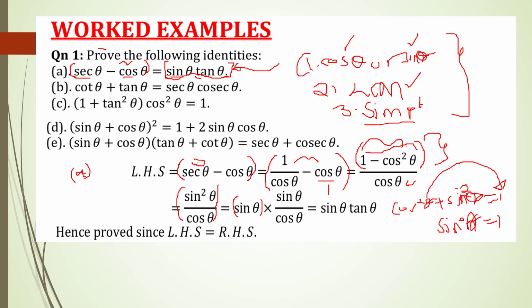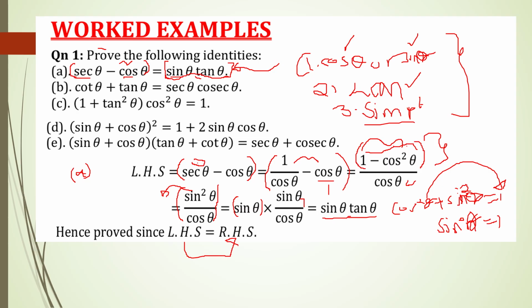When you separate one sine from this sine squared, you're going to remain with sine theta divided by cos theta. And remember, sine theta divided by cos theta is the same as tan. So we shall end up with our proof to be sine theta tan theta. And then you make a conclusion that hence proved, since the left hand side is equal to the right hand side.